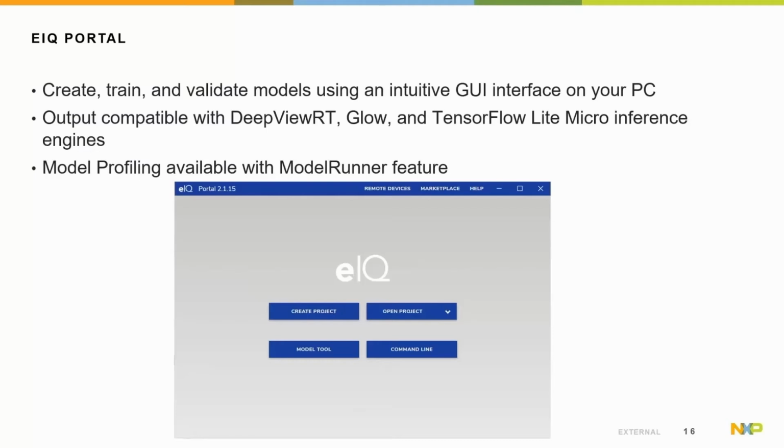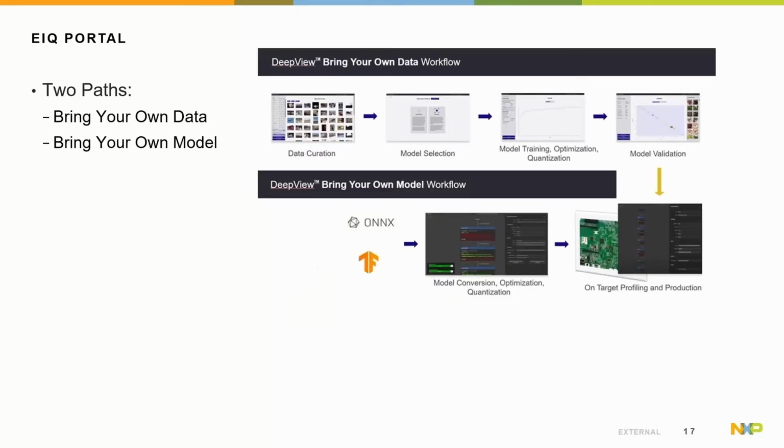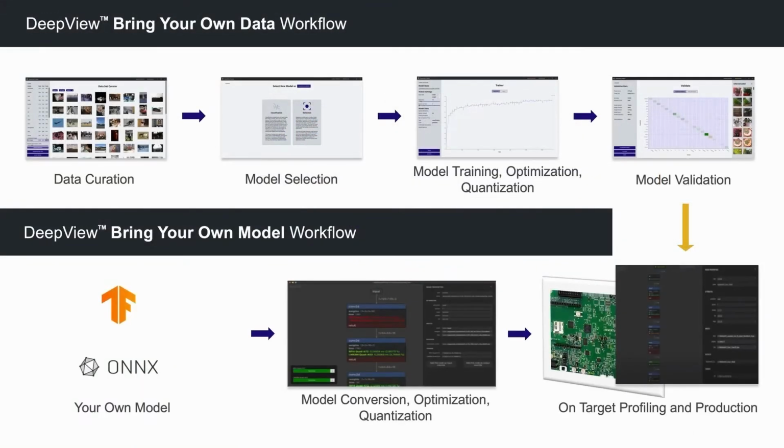And so when you open up the eIQ Portal, you'll see a screen like this, where you can create a project or open a project. Its output is compatible with the different inference engines available for i.MX RT and the i.MX applications processors. And you can even do model profiling on the actual system, and it'll tell you which layers took which amount of time, so you can use that to try to optimize your model and make it run faster. So with that, I'm going to hand it over to Sebastian, and he's going to walk through the bring your own data workflow and how you can use that to create your own model.